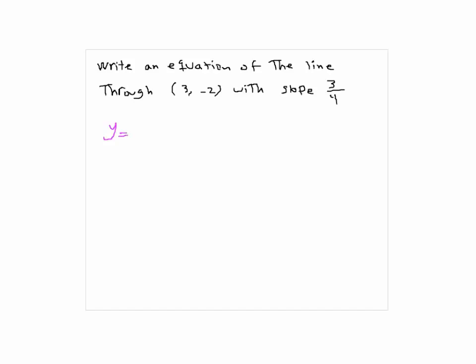Y is equal to... B. What should I say again? Y equal mx plus b. Very good. Y is equal to mx plus b. So we can start with this. In this case, we know the slope. We know m. So it's y is equal to 3/4 x plus b.